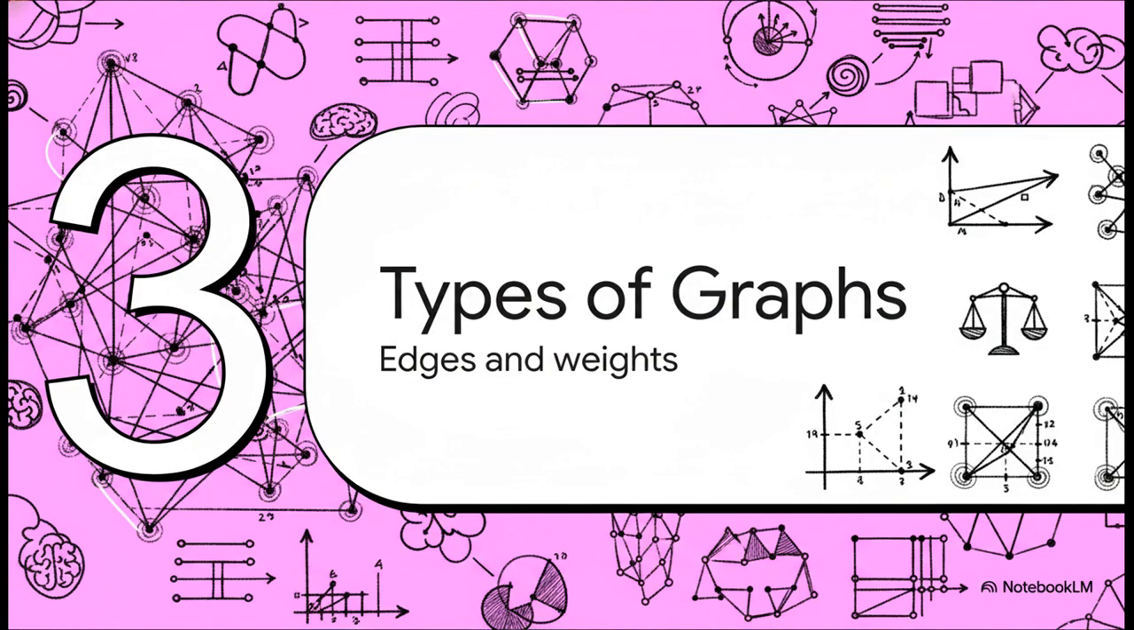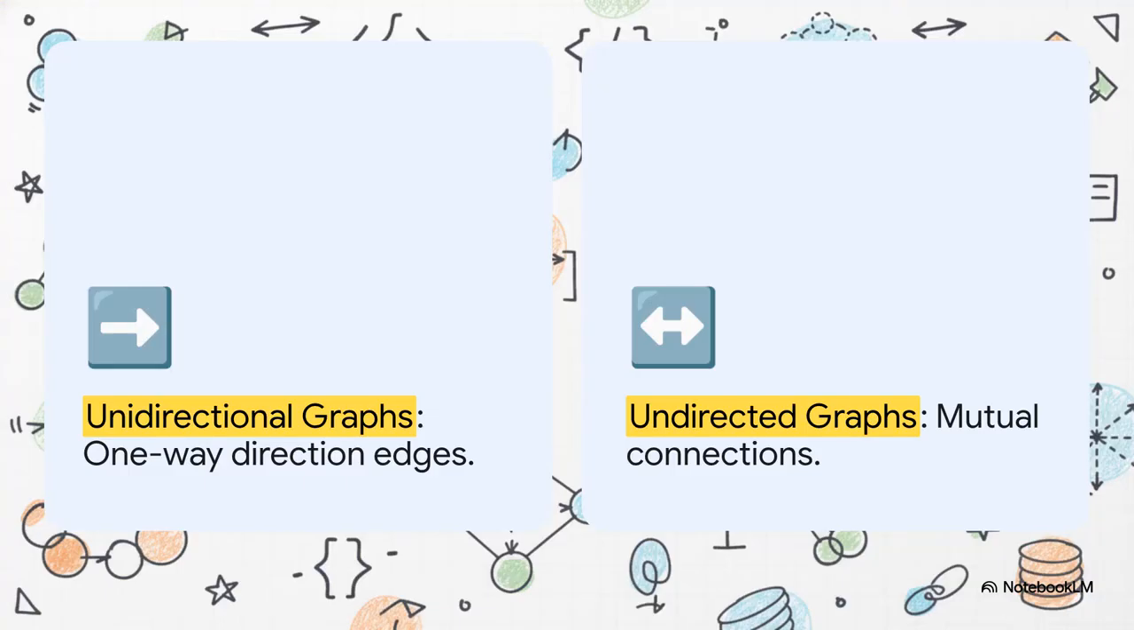Section 3, Types of Graphs. Let's classify them by edges and weights. So, depending on the exact real-world problem you're trying to solve, the behavior of these edges is going to change. First, let's look at direction. A graph can have unidirectional edges, which basically act like a one-way street. You can travel from vertex 1 to vertex 2, but there's no way back. On the flip side, we have undirected graphs. These act more like a mutual, bidirectional friendship on Facebook. If person A is friends with person B, while person B is naturally friends with person A, traffic flows freely in both directions.